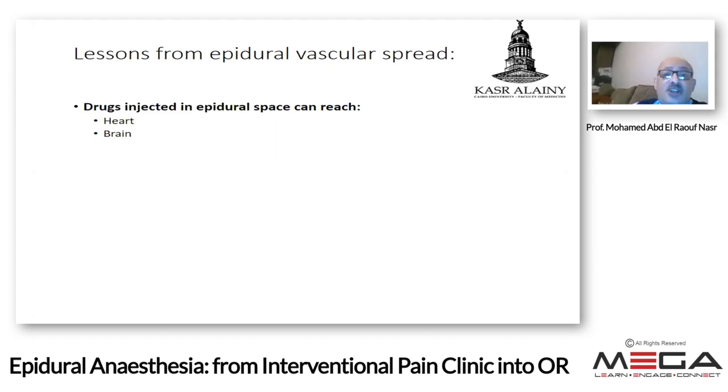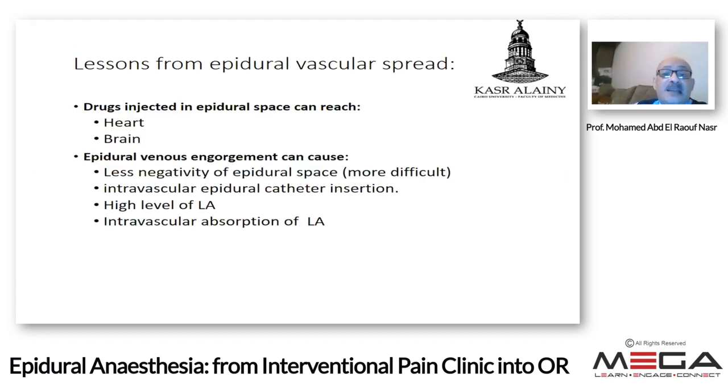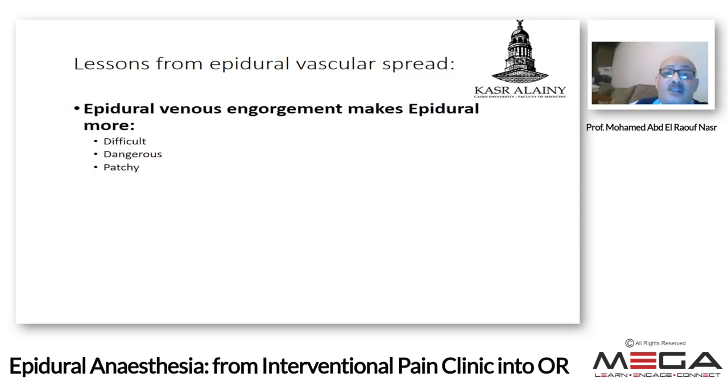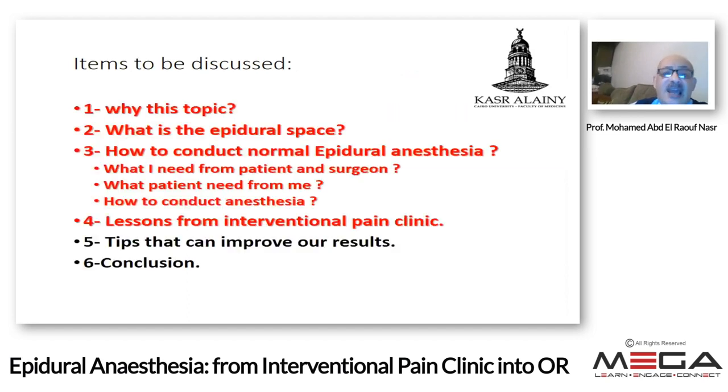So with intravascular injection, drugs can go to the heart and the brain. It's unavoidable, and leads to less negativity of the epidural space, a higher incidence of intravascular epidural catheter insertion, higher levels of local anesthetic, and higher intravascular absorption of local anesthetic with local anesthetic toxicity. One point is very important. If you keep a catheter inside the patient, there is a possibility of catheter migration, and when you are giving a top-up dose, you should be cautious that the catheter may have migrated into a blood vessel. So epidural venous engorgement makes the epidural difficult, dangerous, and patchy.